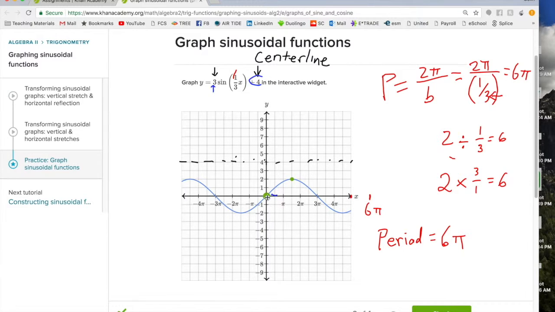Because here we are at the beginning. We go up to the top. That's 1/4. We go to the middle. That's 1/2. We go to the bottom. That's 3/4. And then we're back up to the middle. And that's the full period.